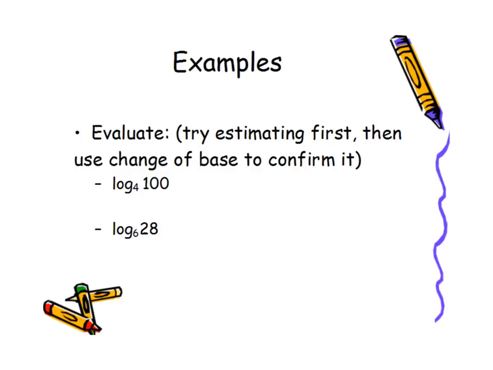Let's do a couple of these, but I always like to try to estimate so we can make sure that our answer makes sense and it forces us to use our brain a little bit. 4 to some power is 100. Not going to come out nice. But I know 4 squared is 16. 4 to the third is 64. I'm guessing it's going to be pretty close to 4 to the fourth.